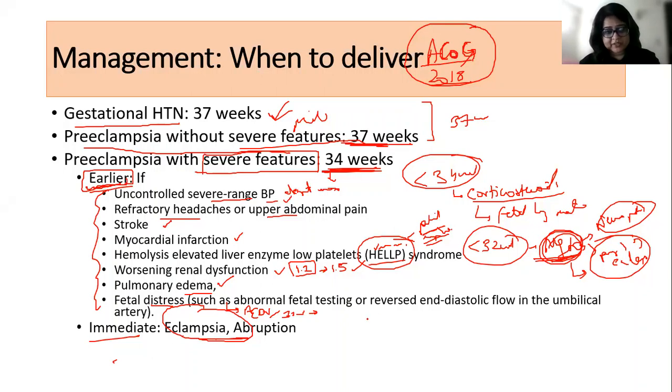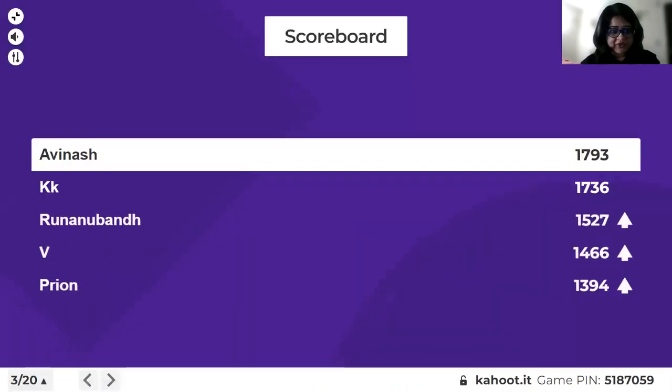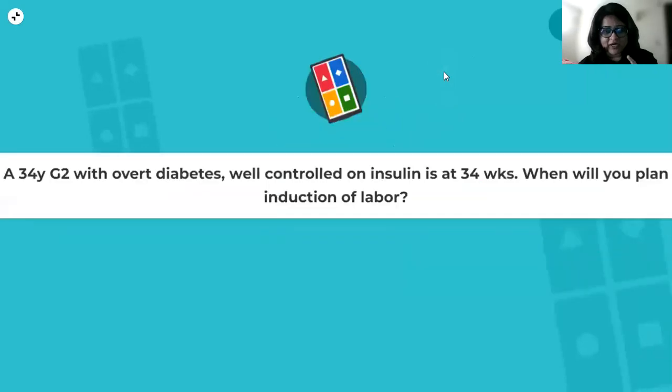So am I clear? Yes. Okay. Any doubts? Let me know. Side by side, you can enter the chat box. Let's switch back to the quiz. Okay, switching back to the quiz. Get ready, guys. I'm not sure if the next question is hypertension or not. Avinash remains on top. Okay, slight change. Let's go to the next question. You might have one more hypertension.